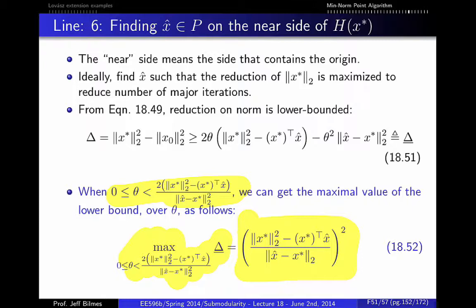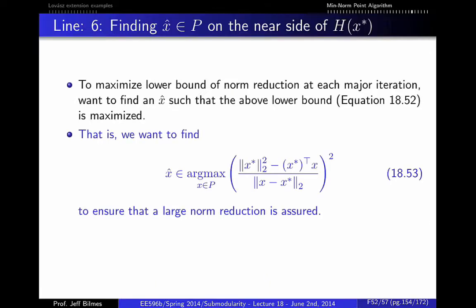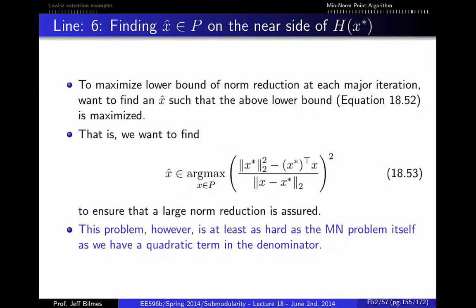Now where does x hat live? X hat lives in the denominator and the numerator. And so we might then say, okay, well, we just choose x hat inside of the polytope that maximizes this quantity to get the greatest reduction. That'll give us the largest norm reduction. But there's a problem, which is that this problem is just as hard as the minimum norm point problem to begin with. So we can't do this efficiently. So this is bad. I can put a little unhappy face here.